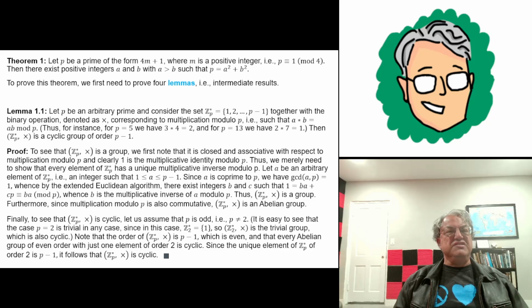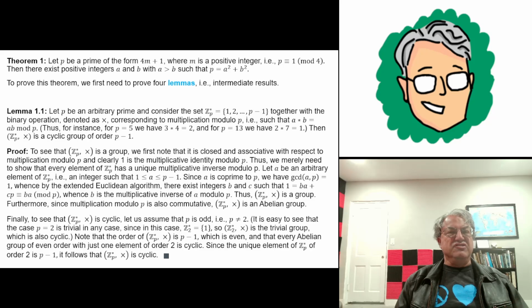So then we can just assume that P is odd, because 2 is the only prime that's even. So if P is an odd prime, what do we do? Well, if P is odd, then P minus 1 is even. So now we know that we have an abelian group of even order. And now you have to know a little bit about abelian groups. I'm not going to prove this, but it turns out that the only abelian group of even order, up to isomorphism, that has just one element of order 2 is cyclic. That's true. I'm not going to prove that, but it is true. If you think about it, I think it'll make sense to you.